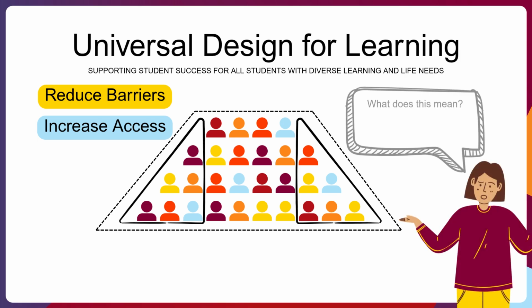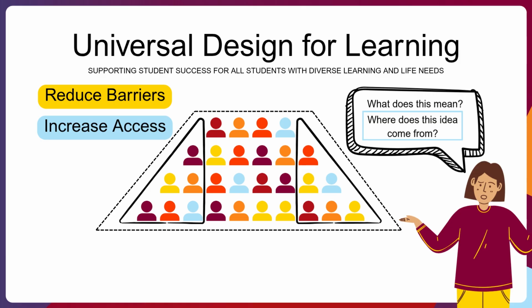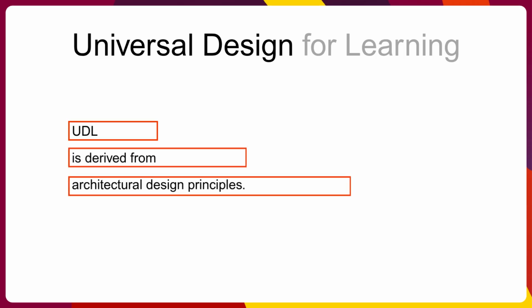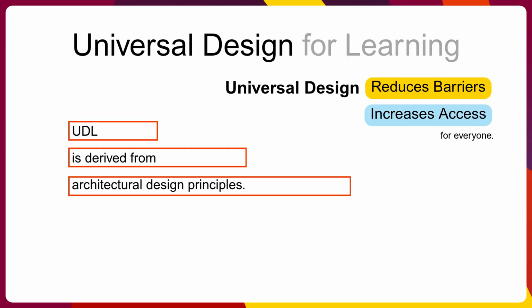You might be wondering, what does this mean? And where does this idea come from? Let's start with the second question because it might help clarify the first one. Universal design for learning comes out of the architectural and physical design principle of universal design. In this way of designing space, architects and planners make an environment accessible for those on the margins, and this actually helps reduce the barriers to access or entry for everyone.